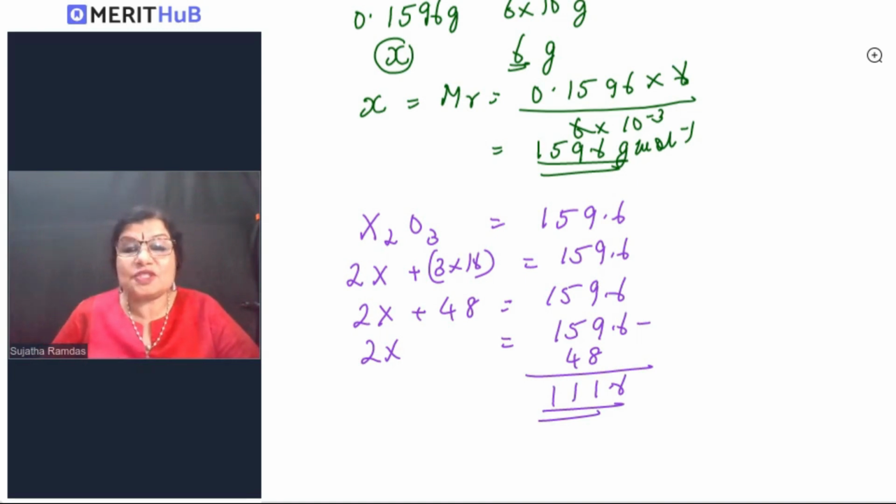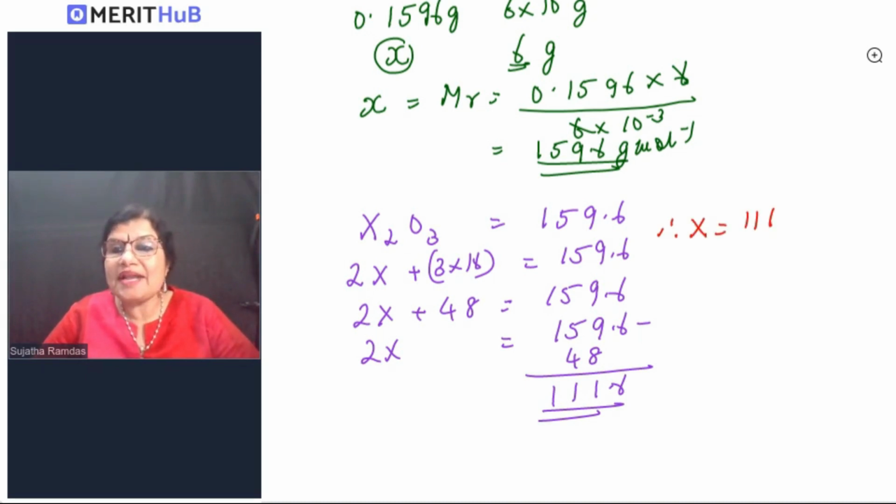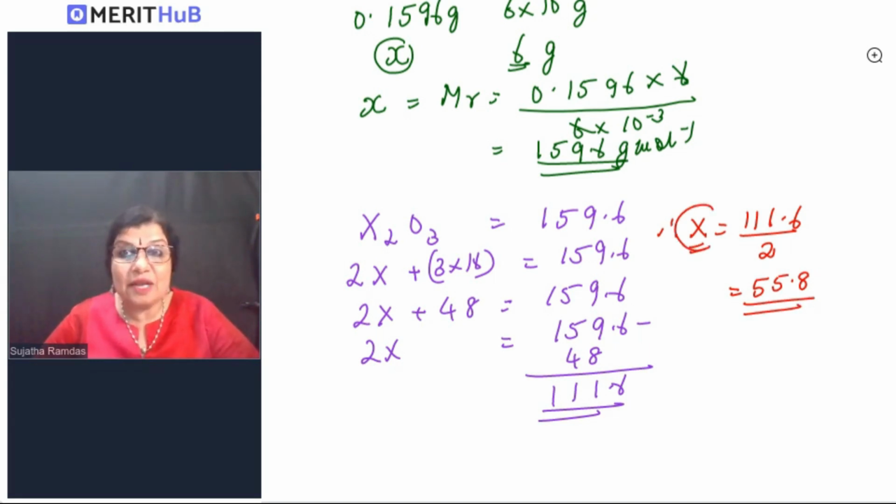So what is x equal to? Here we have 2x is equal to 111.6. So therefore, x is equal to 111.6 divided by 2, which is 55.8. So 55.8 is the atomic mass of X. So which element would that be? The element would be iron. But you need to identify the atomic mass, obtain the atomic mass, which is 55.8.